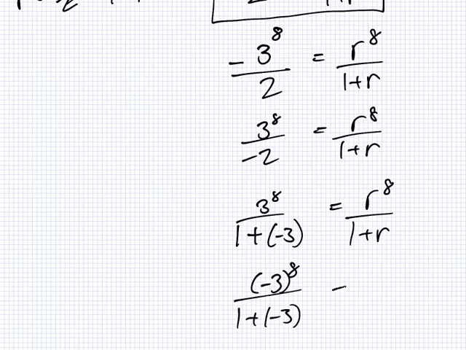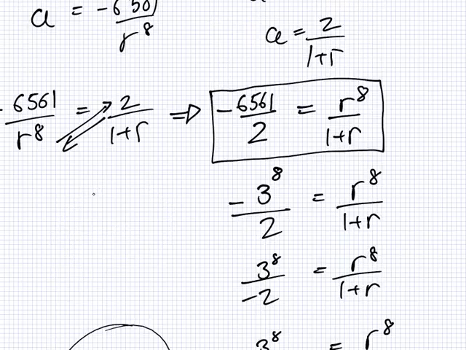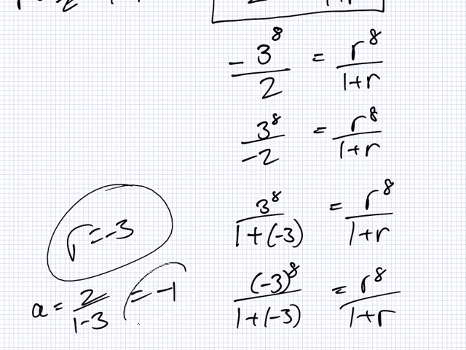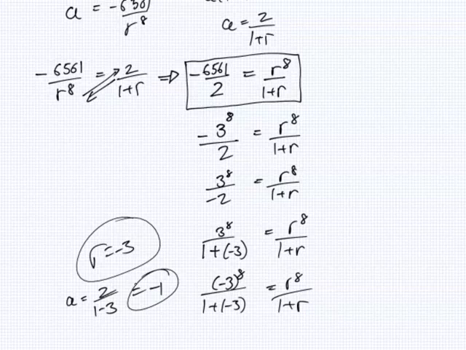Why am I allowed to do that? Because it would be positive anyway. It doesn't matter, because it's a power 8. It doesn't matter if there's a minus here, so I can just put the minus there. Now they're the same. So what's the r? Minus 3. And then I can get the a, it's 2 over 1 plus r, minus 1 is the a. I did tell you this one's hard, so finish writing this down, please.